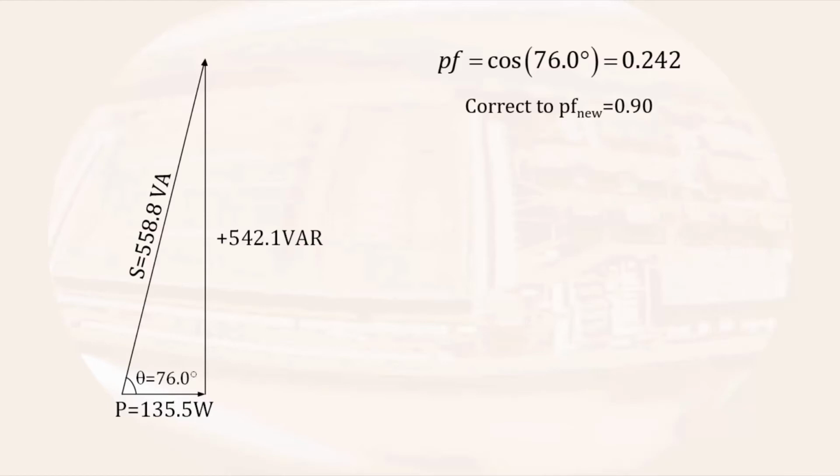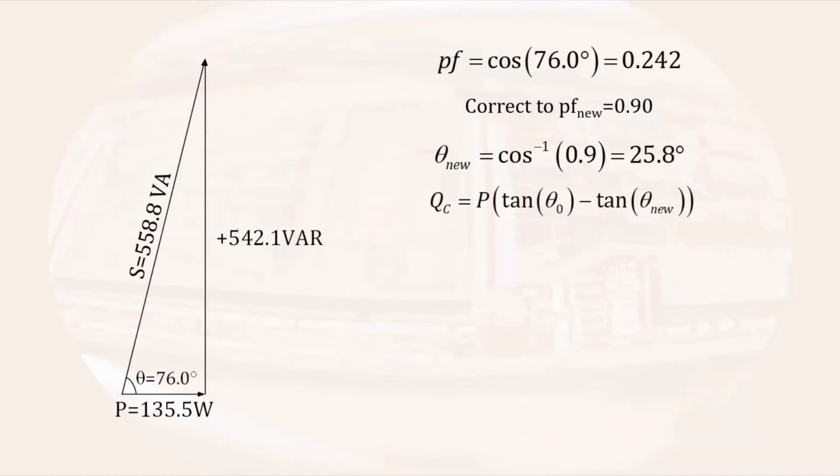We can take the cosine inverse of the power factor to determine the new phase difference between the voltage and the current. The result is 25.8 degrees, which is a significant improvement from the original 76 degrees. Using the equation we just developed for the magnitude of the reactive power that must be handled by the capacitor, we see that the capacitor must handle 478 volt-amps reactive.